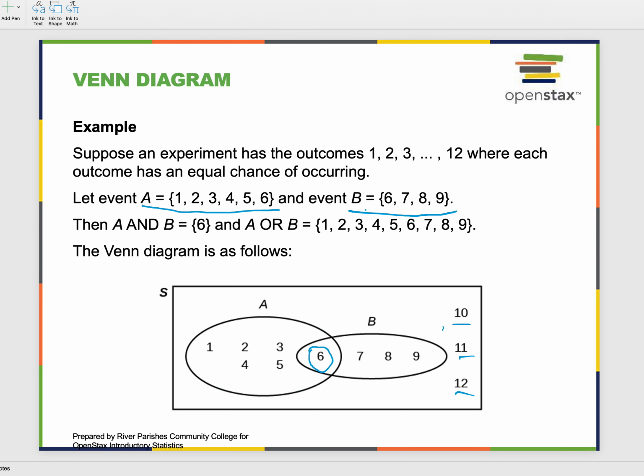So A and B is equal to just 6. A intersection B is that. A or B is 1, 2, 3, 4, 5, 6. Well, 6 is in B, I don't count it twice. 7, 8, 9. And that's a Venn diagram.